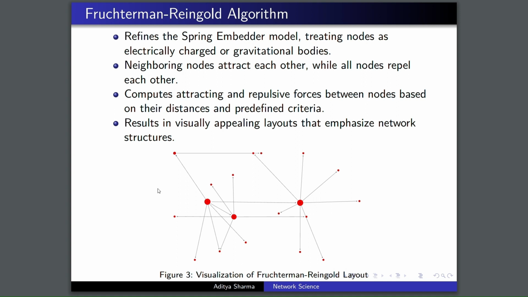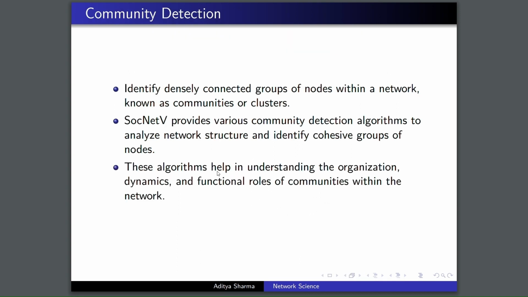Okay, and one thing is that SocNetV iteratively changes its positions and lengths to balance these forces. What happened in the Kamada-Kawai algorithm was that the algorithm minimizes the imbalance, but in the spring embedder algorithm and Fruchterman-Reingold algorithm, the algorithm works iteratively with the positions and the lengths until we reach an equilibrium position. Okay, after that we have community detection in SocNetV.